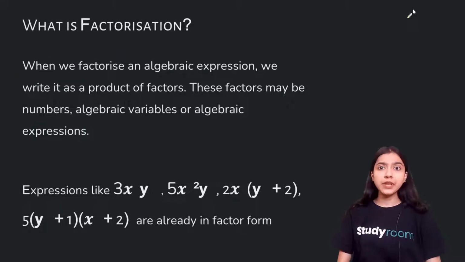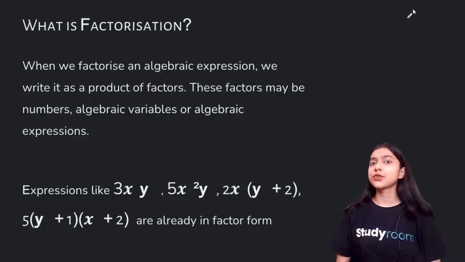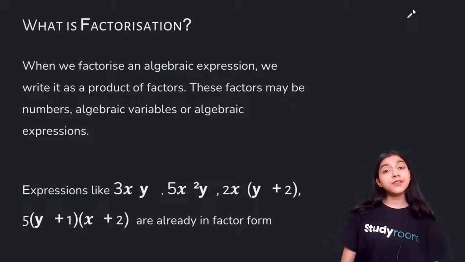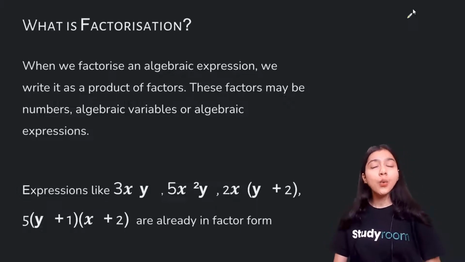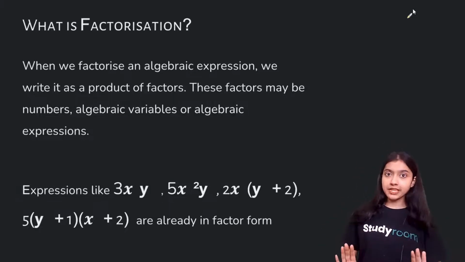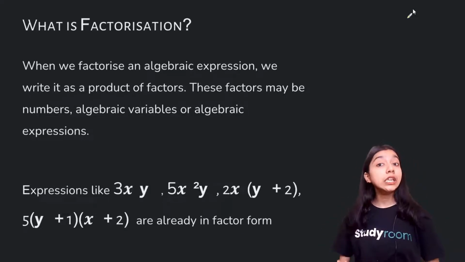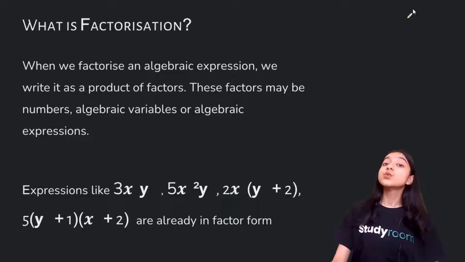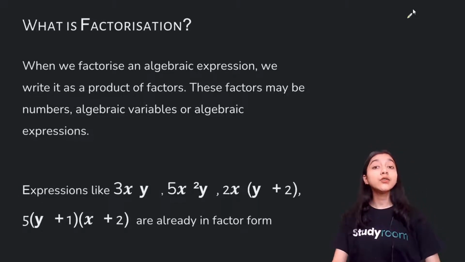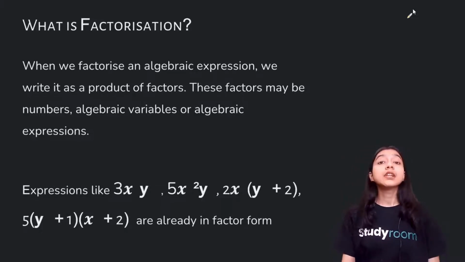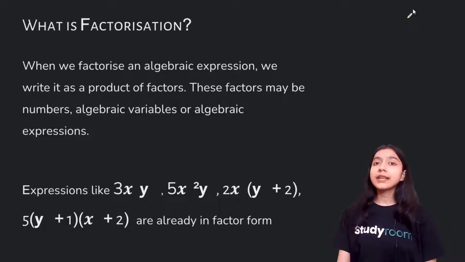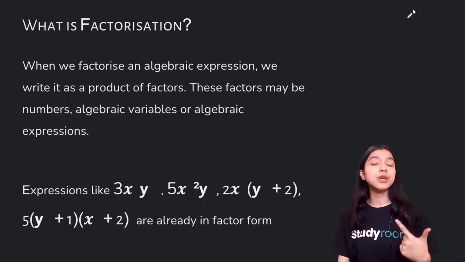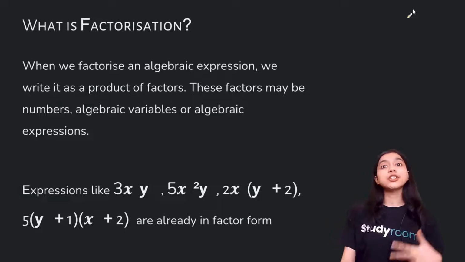Now, let's come to the main topic, that is factorization of algebraic expression. So, what do we mean by factorization of algebraic expression? Quite simple. We have been given an algebraic expression and we have represented it in the form of the product of its irreducible factors. Then, that is what factorization means. That means representing an algebraic expression in the form of product of its irreducible factors. The second important thing is that the factors in which you are representing can be a number, it can be any algebraic variable, or it can also be an algebraic expression.